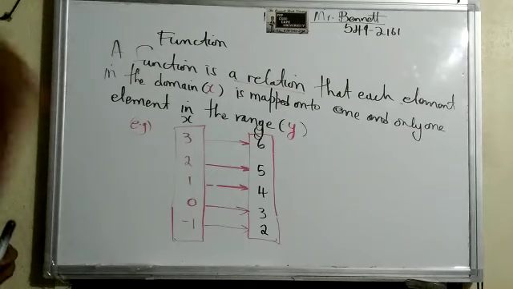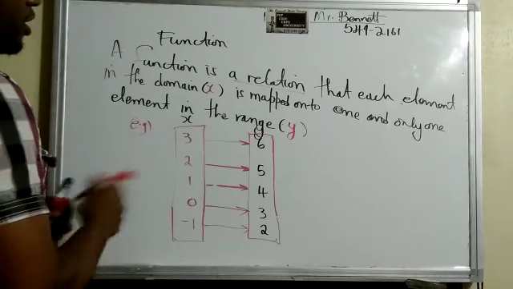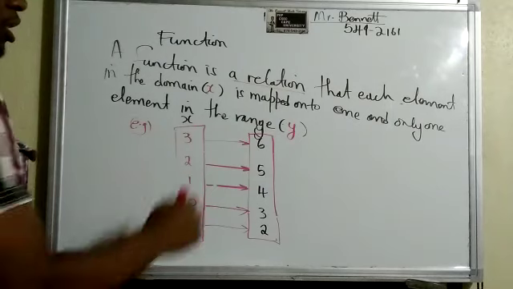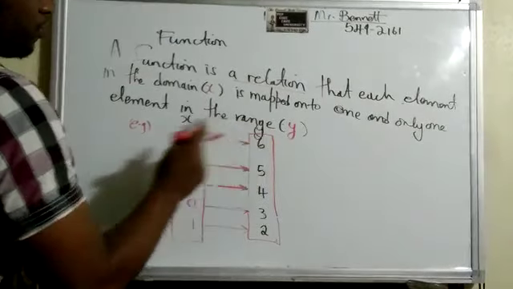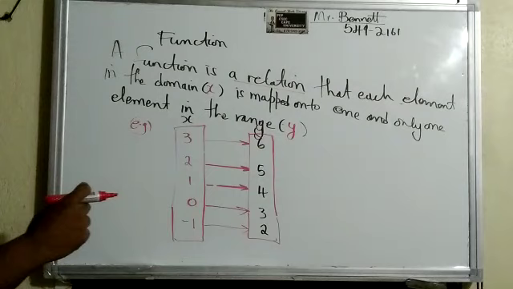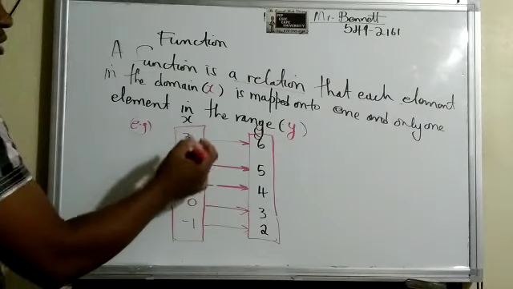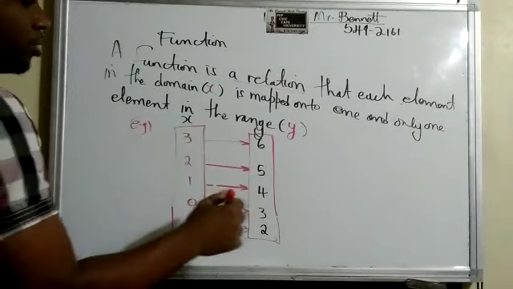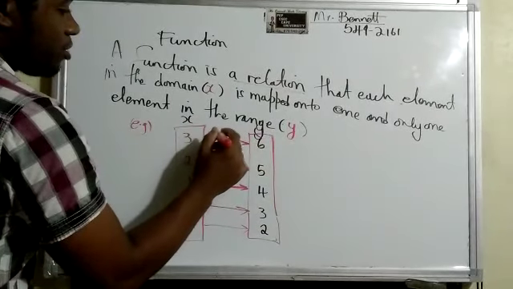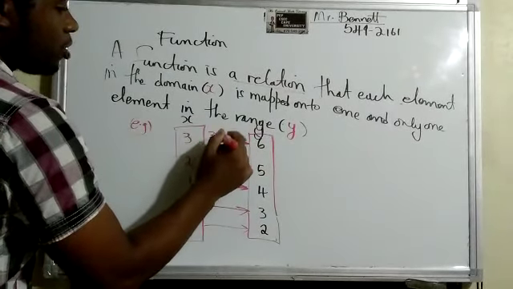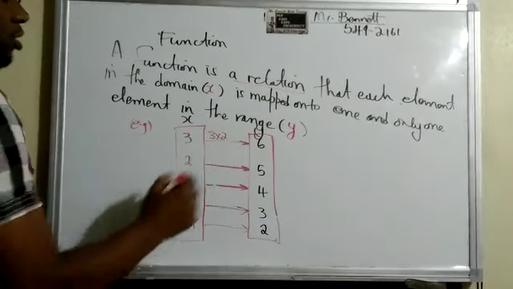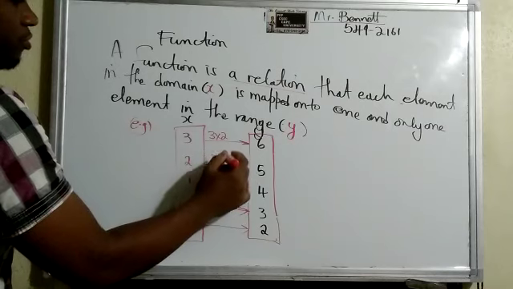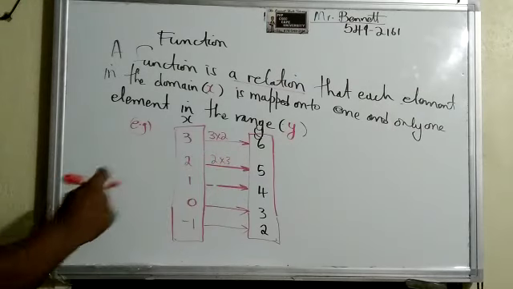Now this particular one can be defined as well. We have 3 and we get to 6. How did we get to 6? Let us see if this works. Let us say we multiply by 2. 3 times 2 is 6. So no, it's not that.